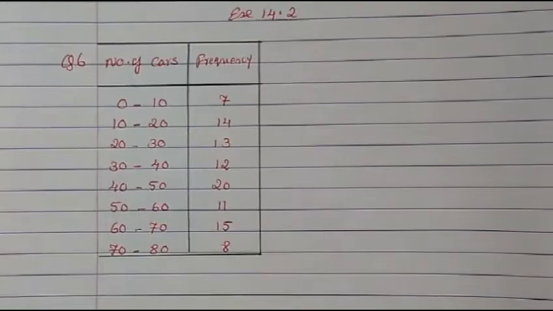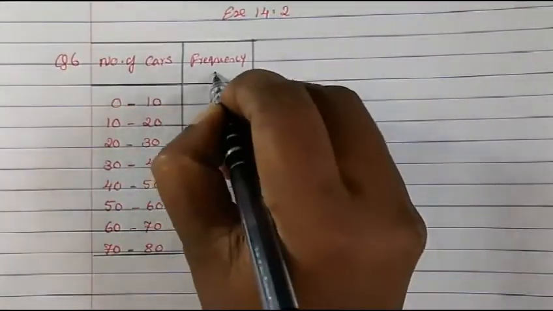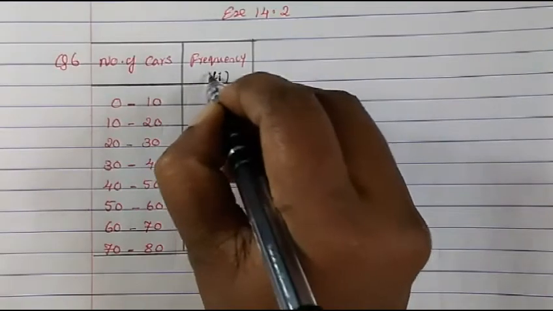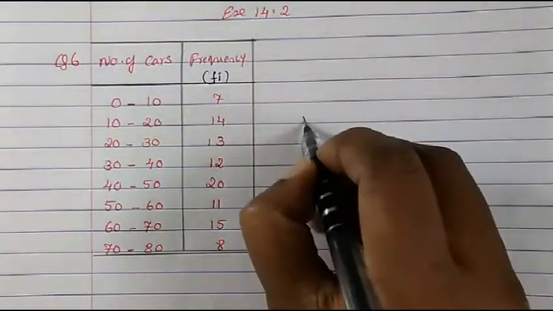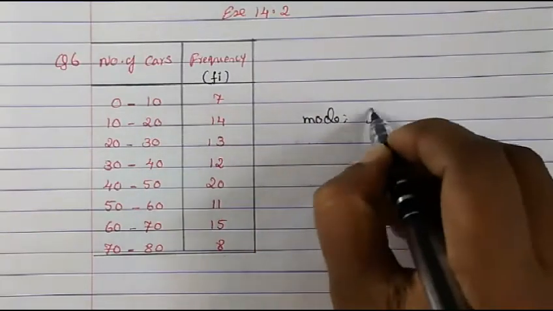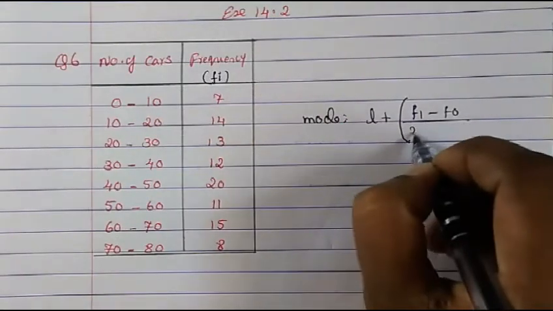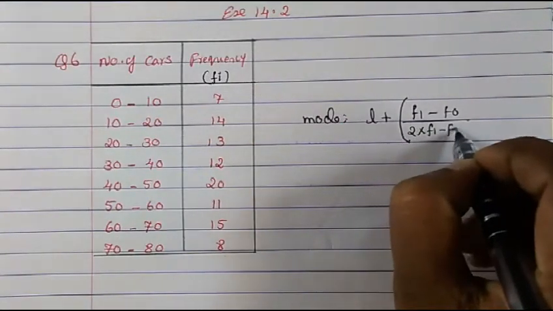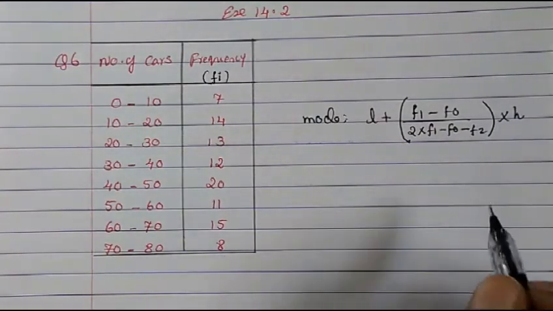I have just copied down here the number of cars and the frequency, f. For mode, what do we have to do? The formula for mode is L plus (f1 minus f0) divided by (2 f1 minus f0 minus f2), into h.